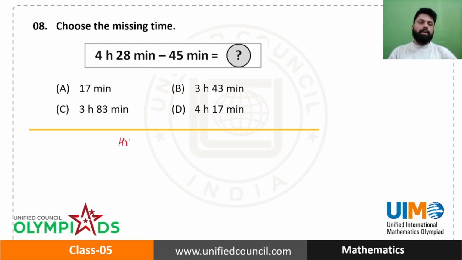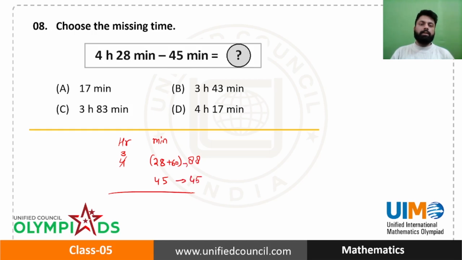Choose the missing time. See, we have hours, we have minutes. 4 hours 28 minutes minus 45 minutes. We cannot subtract 45 from 28. So this will become 3 and this will become 60 plus 28, that is 88, and this is 45 as it is. 8 minus 5 is 3, 8 minus 4 is 4. So 43 minutes and 3 hours.